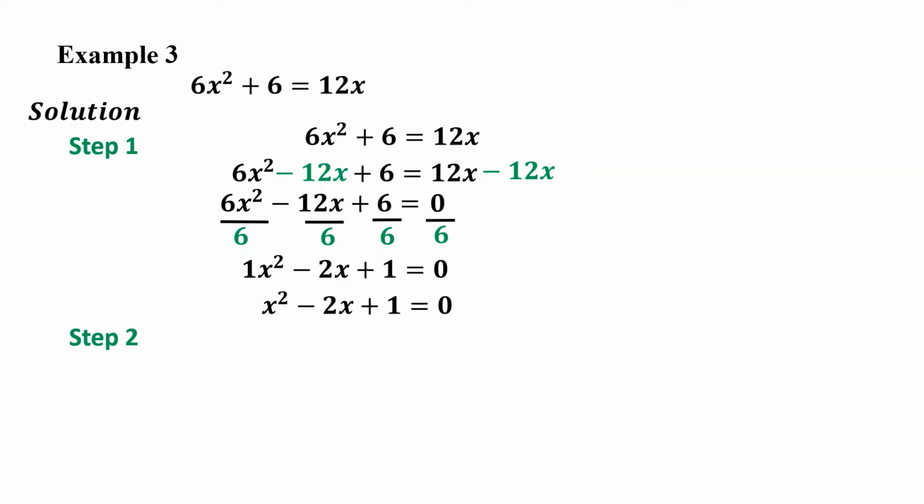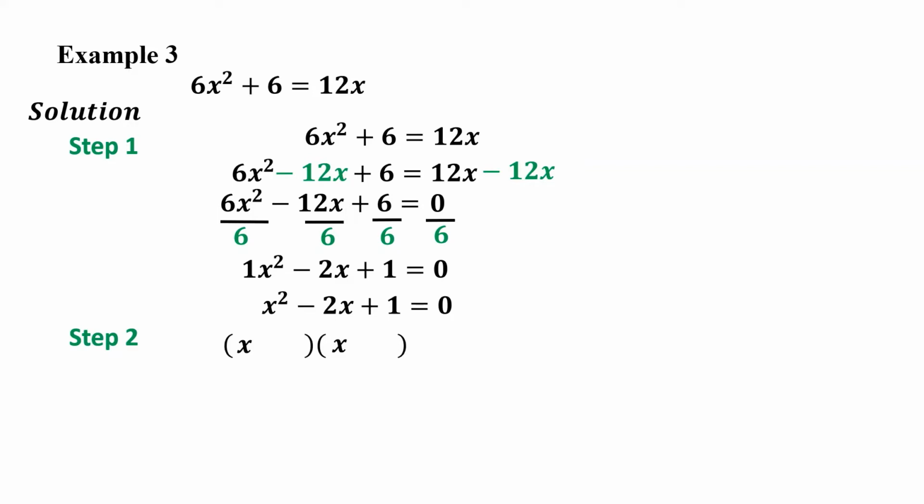Step 2. We will now find the factors of the equation. First is, find the factors of x squared. The factors of x squared are x and x because when we multiply x times x the result is x squared. Next, try to focus on the coefficients of the second term and the third term. The numerical coefficients are negative 2 and positive 1. These two numbers are important to find the factors of the equation.